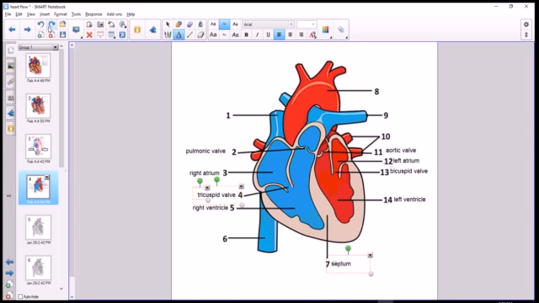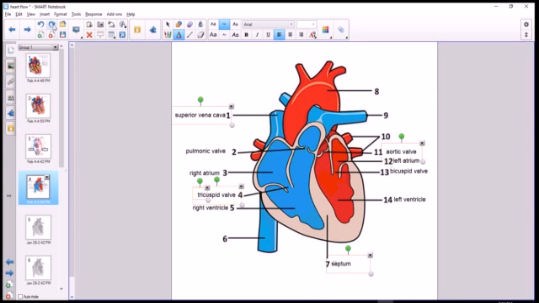Now let's talk about the blood vessels that supply the heart. On the right side of the heart, we have a large blood vessel, number 1, that brings blood into the right atrium. And this large blood vessel that brings deoxygenated blood to the right atrium is called the superior vena cava.